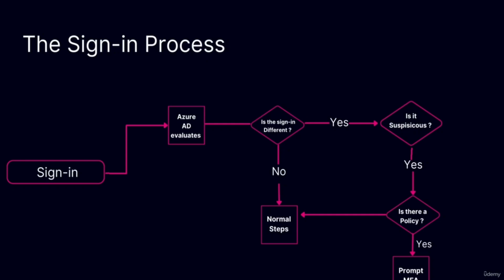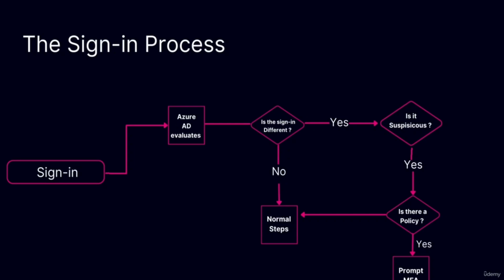Then it evaluates the sign in attributes, and it internally asks, is this sign in any different? In other words, let's say you always sign in from your work, and now you are signing in from your home, or maybe you are on a business trip and you're signing in from a different geographical location. Then that could trigger an event. And if that is considered a suspicious event, then it checks if there is a policy.